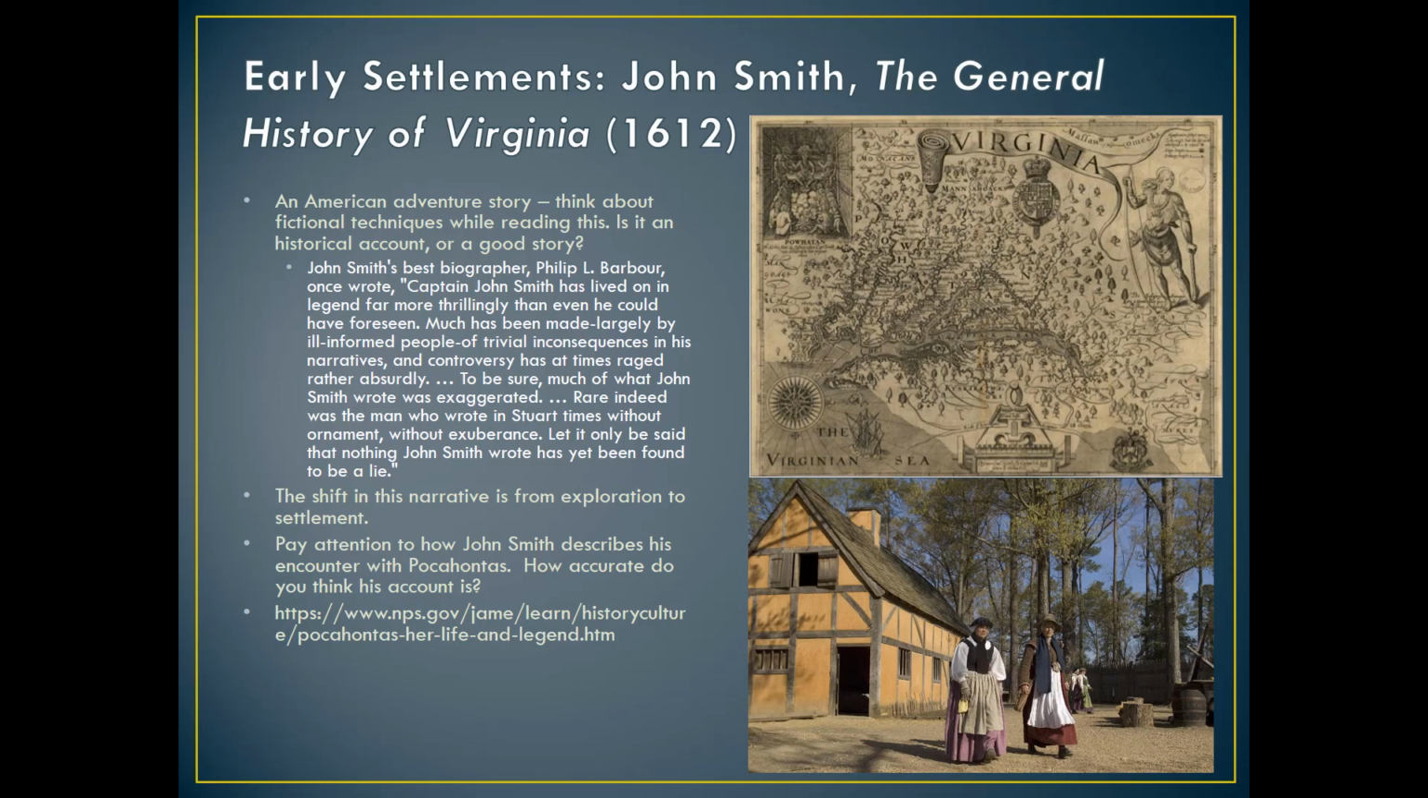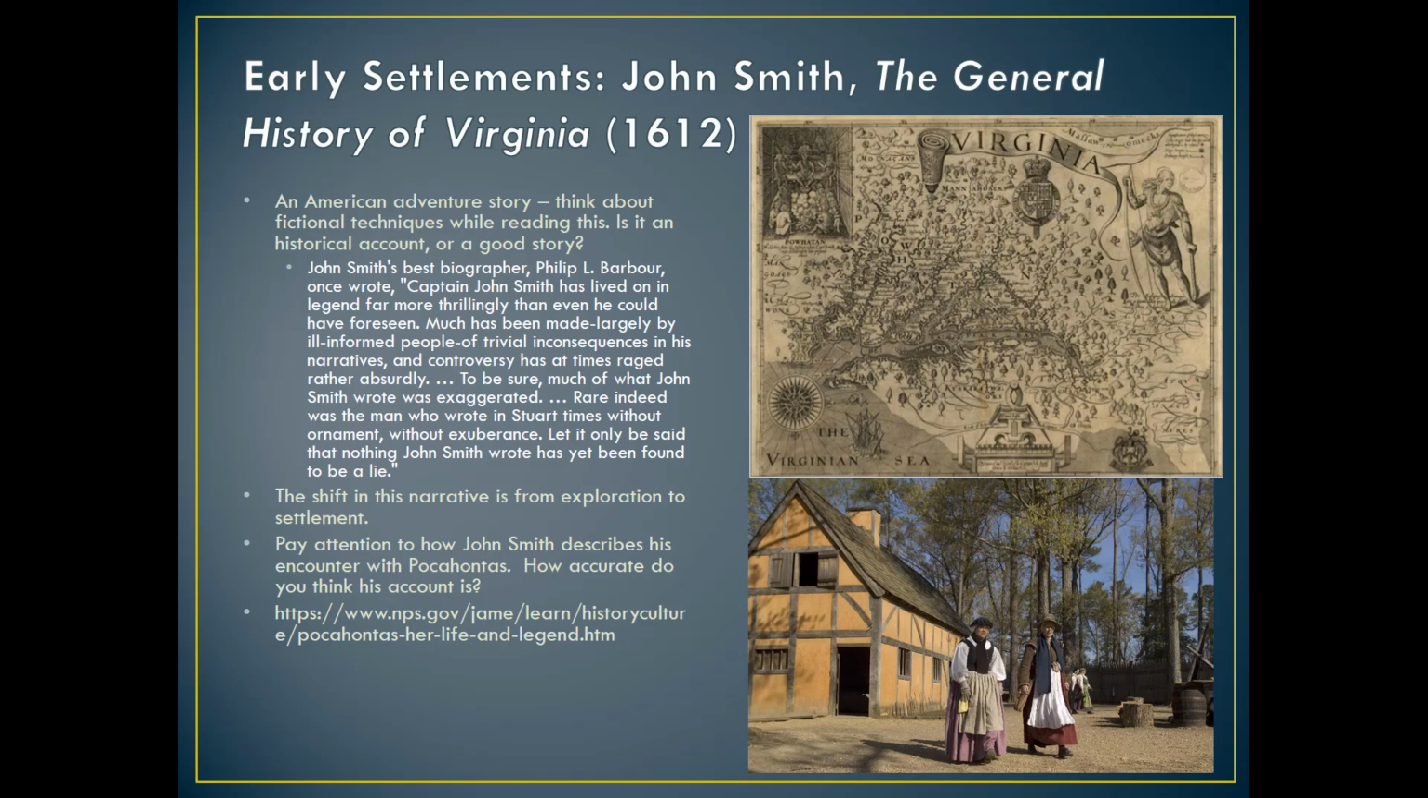You can compare it to the previous account, Cabeza de Vaca, that we read. You can compare the perspective in this story. I want you to think, is this an anthropological view or is it a conqueror view? Which view is he taking? I also want you to think about the fictional techniques that John Smith is using. Is it historical account or is it just a good story? Or is it both?